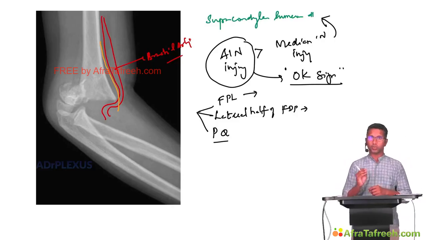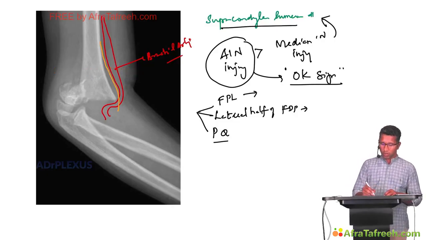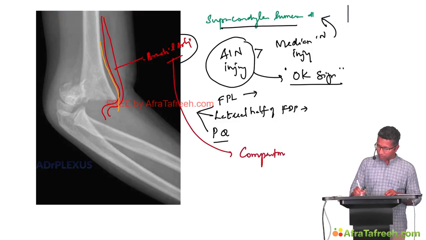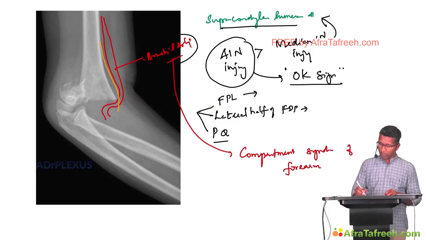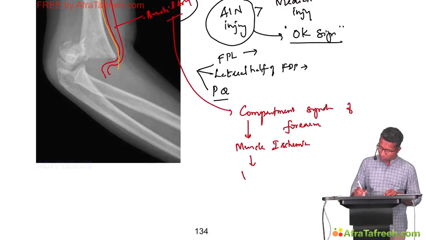Since we have seen this fracture, let us note 2 or 3 more points about it. When a supracondylar humerus fracture happens, it can cause occlusion of the brachial artery. When the brachial artery gets occluded, it results in compartment syndrome of the forearm, and whenever there is compartment syndrome, the muscles go into ischemia. When the muscles go into ischemia, it is called Volkmann ischemia.